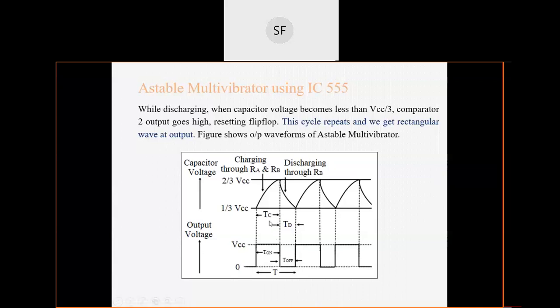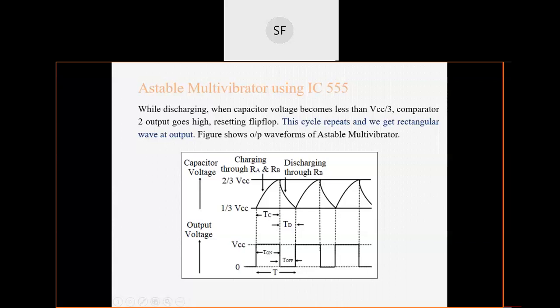So this Tc is nothing but the charging time, and T suffix D is the discharging time. While charging, your output is in the high state, so you can also call it on time. Okay, and while discharging, the output is at the low state, so it is also called off time, है ना. अगर आपने आउटपुट में एलईडी लगाया तो the LED will be on for the charging time and it will be off for the discharging time.